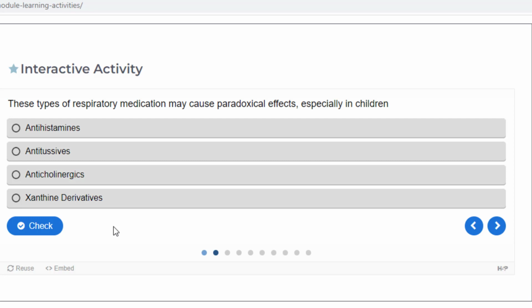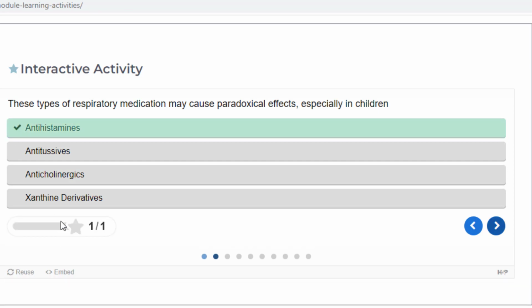Okay, but in this case, paradoxical effects usually come from antihistamines. If you've ever seen an unfortunate child bouncing off the walls basically in an airplane because the parents thought they would give them some Benadryl to make them a little drowsy, that actually often creates a hyperactivity in children, maybe 1 in 3 times. So let's check. Antihistamines do cause that paradoxical effect.